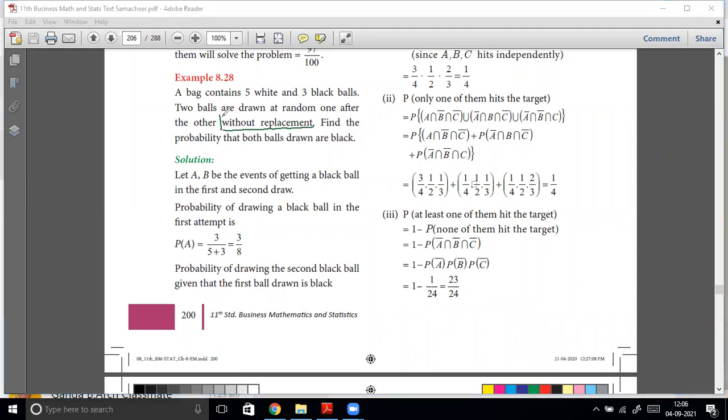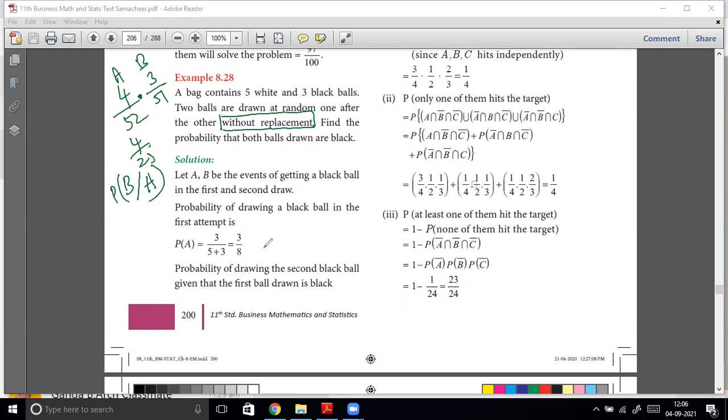See that example I told you. First card is removed and it is not replaced. What does it become? Without replacement, it's dependent. First queen is got, 4 by 52. But then you don't replace the queen. Next will become 3 by 51. If you replace it, it will again be 4 by 52. So event B is dependent on event A. So this is like this, P of B by A only.